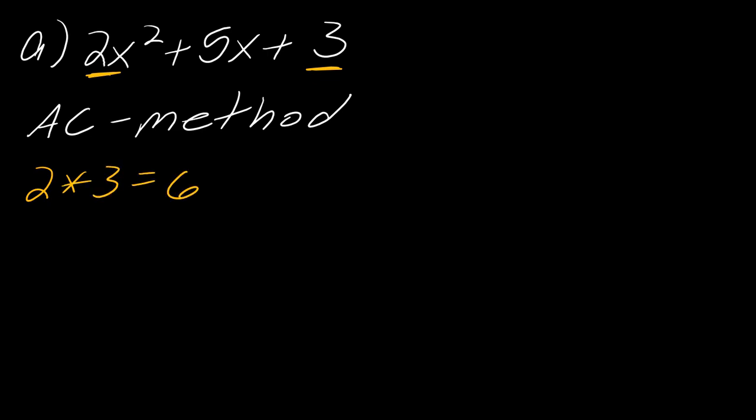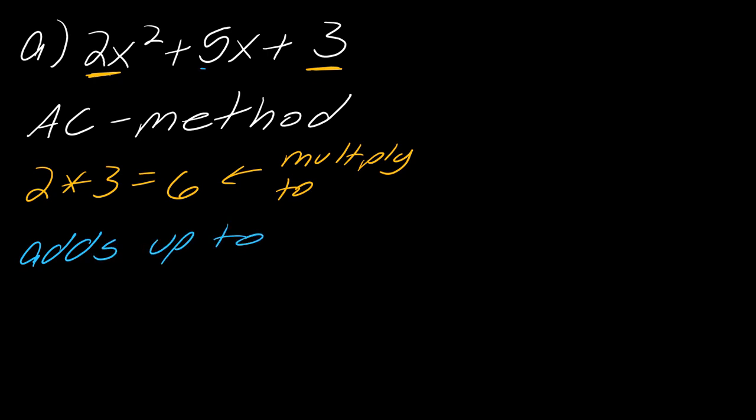Okay. So you want two numbers that multiply to this number and add up to the middle number. So two numbers that multiply to 6 but add up to 5. That can be easier to think through than making a guess. So those two numbers would be 3 and 2.